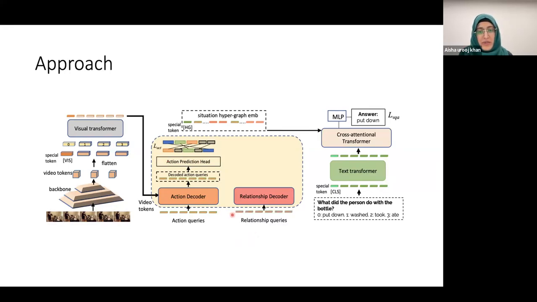Similarly, we take some queries for the relationships which we want to learn. We take the video tokens for this decoder, and this decoder gives us decoded relationship queries. We pass these query features to a prediction head, which predicts the relations between different objects, between the person and different objects, at each time step. Again, we have a loss to learn these relationships. Once we have learned to predict the relations as well as actions from the given video, we take these decoded features and construct a situation hypergraph out of them.